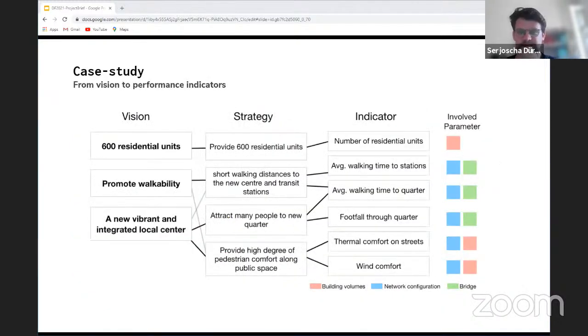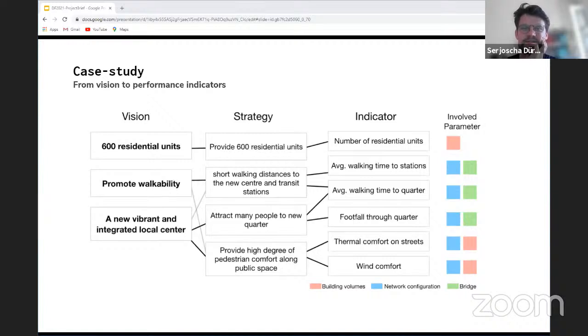So I think I showed this already yesterday. It's a very important step in setting up a parametric model and analytical modules to evaluate its output. So the first step is, again, to think about a vision or design goals or design problem from which we can derive strategic key goals. And that can be tangible things like providing a certain amount of residential units, or more abstract things such as promoting walkability, the 15-minute city, for instance, or the aim to become a vibrant, integrated local center.